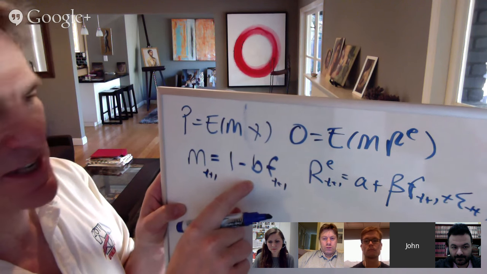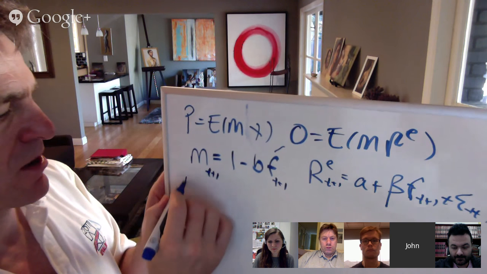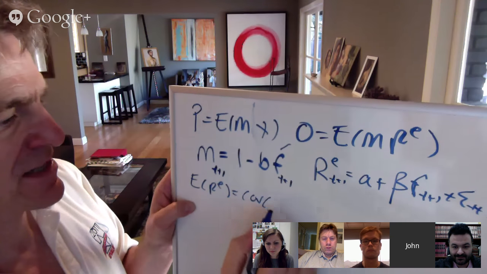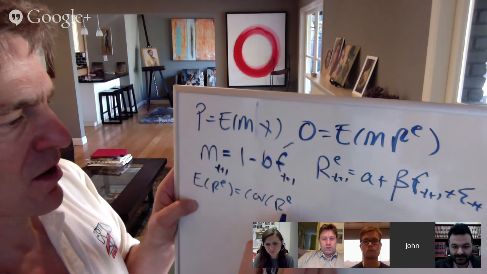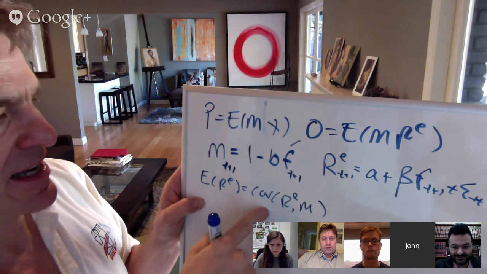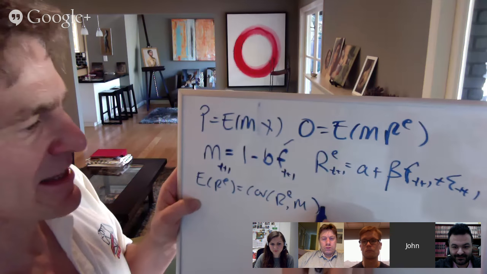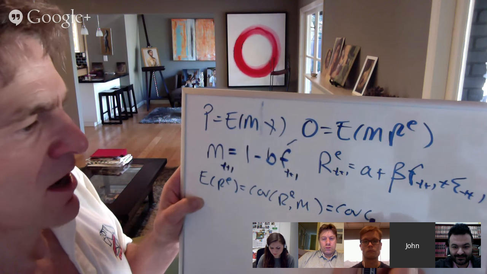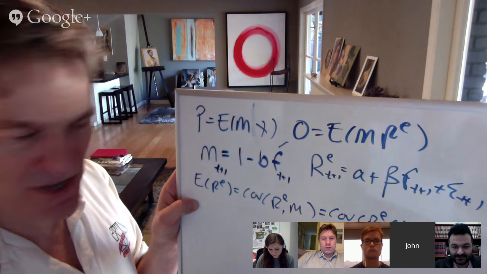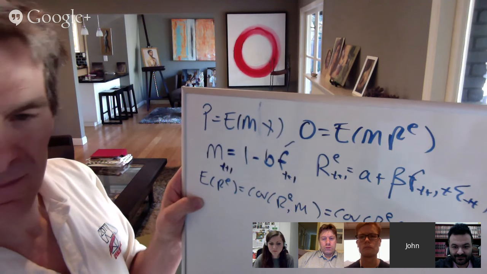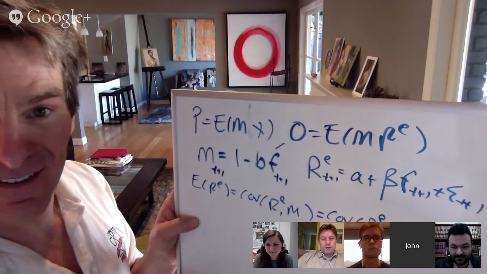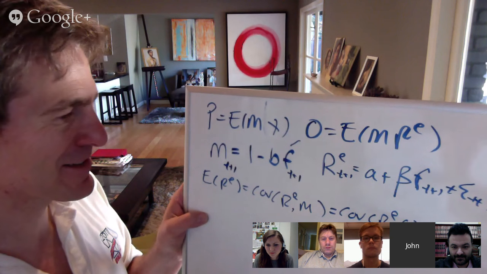Remember what we did with this equation, which is we plugged that in there, and we got our way to E of R^e equals covariance of R^e with m. That implies that. I'm missing an E of m, but I'm not going to worry about that. And then we said that equals covariance of R^e with the factor times b. How are we doing on the equations? Good.